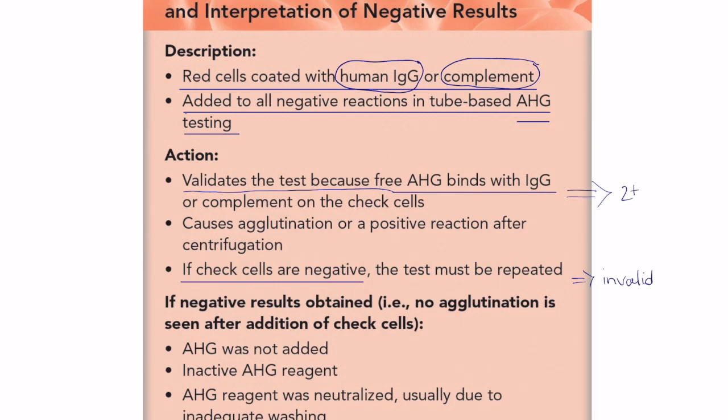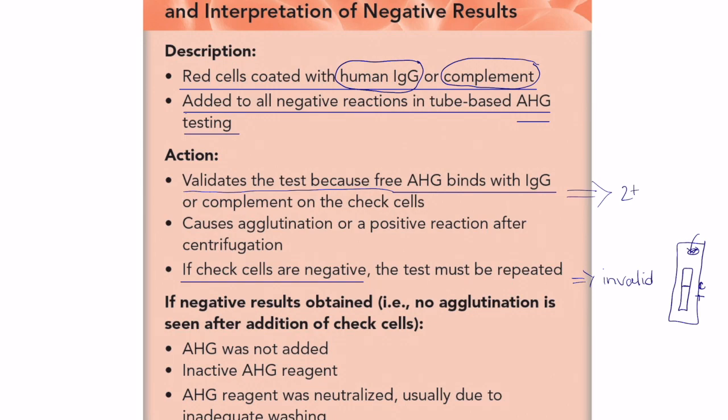Just think about your flu test when you put the drops into the well, and they migrate across here, and we have a control line and we have a test line. You always have to have a line at your control line. And that's exactly how this is as well. You always have to have a positive when you add your check cells.